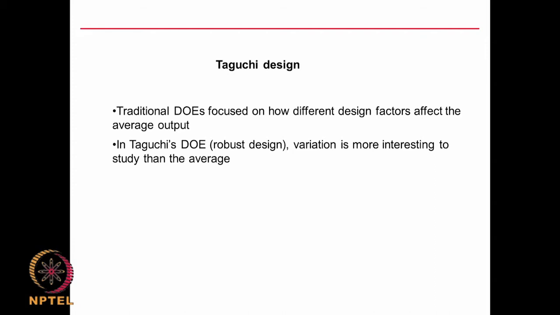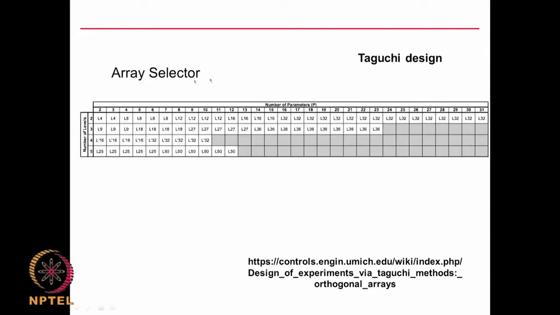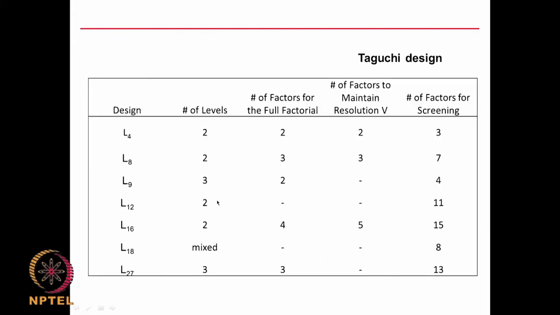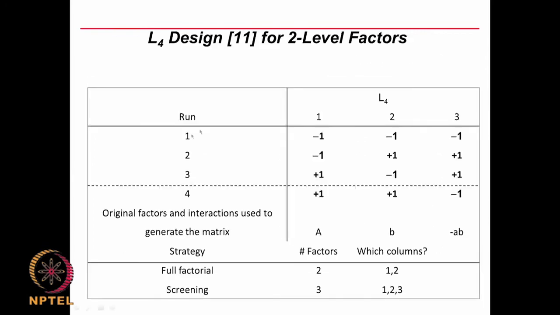So in Taguchi design, there is a design selector. This tells you the number of parameters, this tells you the number of levels. This table was taken from this particular reference. So if I have a 2x2, that means 2 levels, 2 parameters, there is something called the L4 design. If I have that, table L4 is available here; this is called table L4.